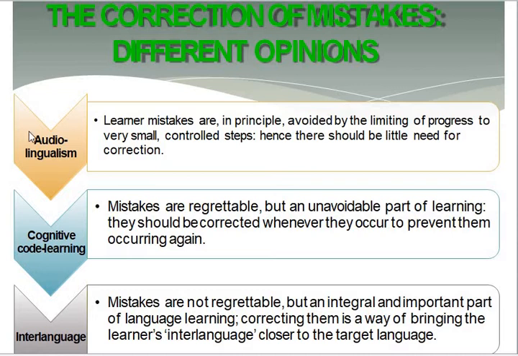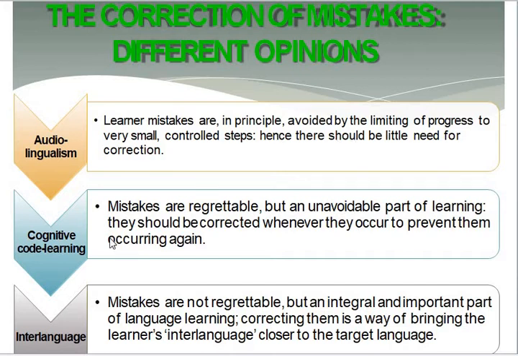According to audiolingualism, learner mistakes are in principle avoided by limiting progress to very small controlled steps. Hence, there should be little need for correction. According to them, there is little need for correction, but there should be some controlled steps so that learners may not be discouraged.